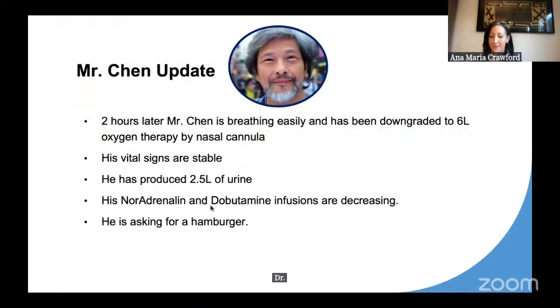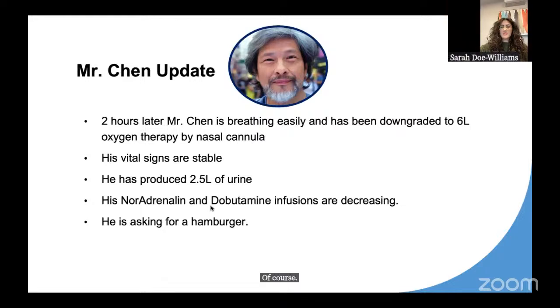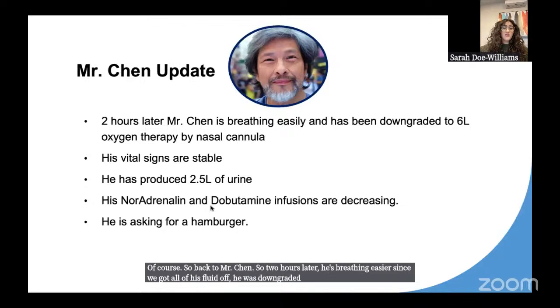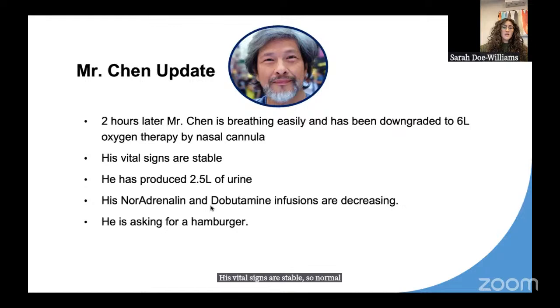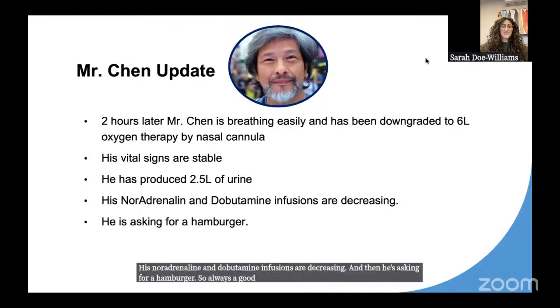Dr. Sarah, can we wrap up the session? How is our patient doing? Of course. So back to Mr. Chen. Two hours later, he's breathing easier. Since we got all of his fluid off, he was downgraded to 6 liters of oxygen by nasal cannula instead of having the positive pressure ventilation. His vital signs are stable, with normalization of his blood pressure. He has produced 2.5 liters of urine after we gave the 40 of furosemide. His noradrenaline and dobutamine infusions are decreasing, and he's asking for a hamburger. Always a good sign if they want to eat something or they have an appetite.